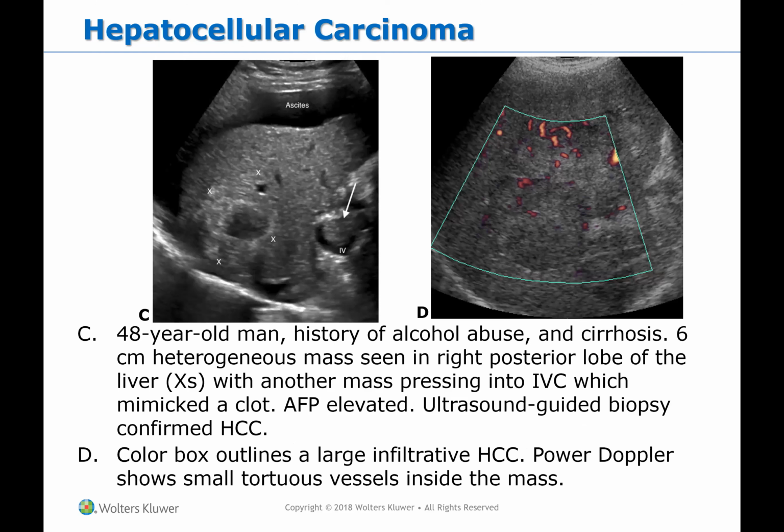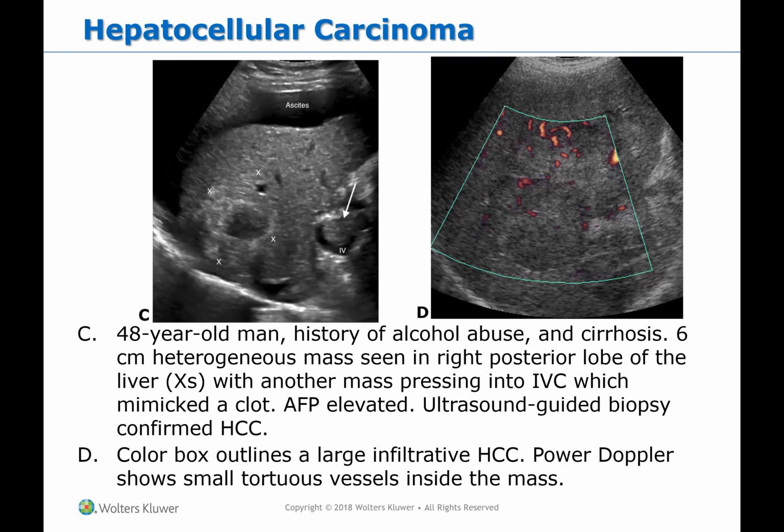This 48-year-old man with a history of alcohol abuse and cirrhosis was sent for sonography examination to screen for HCC. A 6 centimeter heterogeneous mass was seen in the right posterior lobe of the liver, with another mass pressing into the IVC, which mimicked a clot. His AFP was elevated, and ultrasound-guided biopsy confirmed that this was HCC.